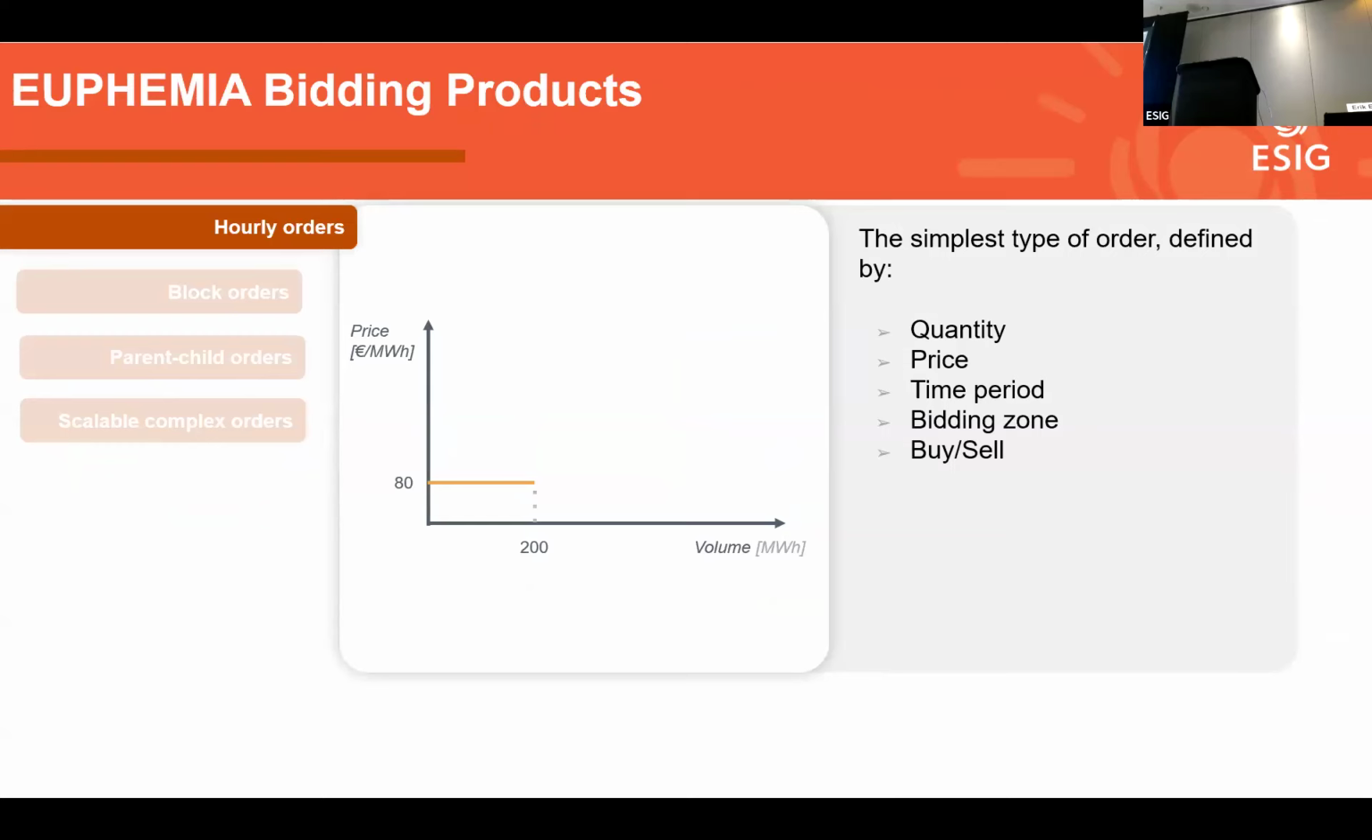And let's now have a look a little bit more at the different bidding products we have in Euphemia. So the first one, and the simplest one, is just hourly orders. The input that is given to the market is simply a quantity, so an amount of volume that you are willing to produce or to consume for a certain price at a certain time period in a certain bidding zone, Spain, France, Belgium, and you need to define if it's a buy or sell. So those are the simplest orders that we have in Europe.